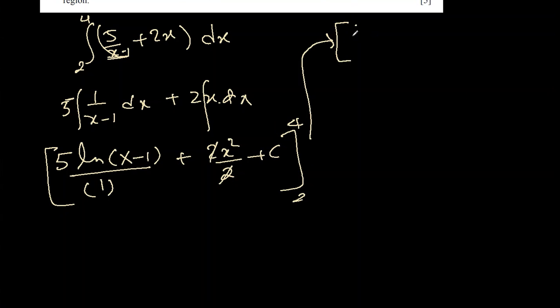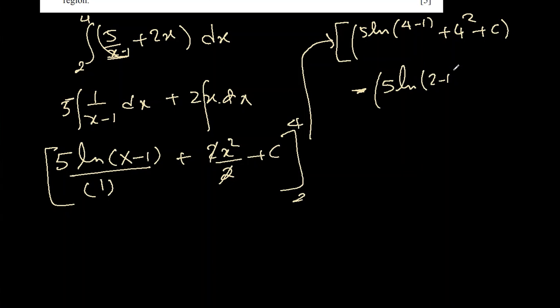Let's do it here. Okay, so first is 4. 5 ln 4 minus 1, over 1, no need to write it, plus 4 square plus c, minus 5 ln 2 minus 1 plus 2 square plus c. So this c and this c will cancel because there is a negative in between. Alright, so what are we left with? 5 ln 3.